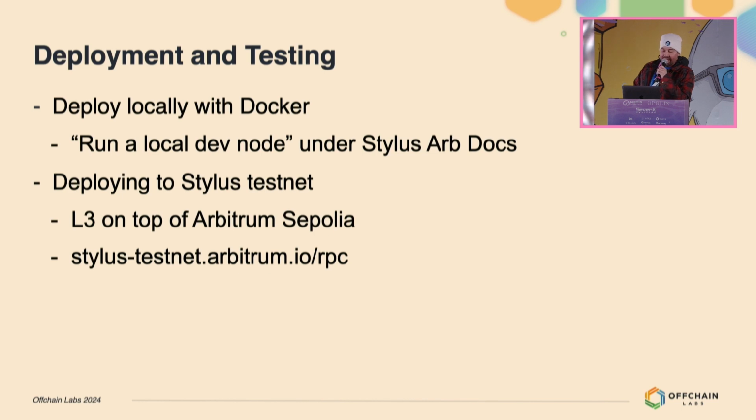We also have a public testnet that is currently an L3 on top of Arbitrum Sepolia. Stylus is currently still in audits, but we're getting very, very close to presenting this to the Arbitrum DAO to get approval for mainnet. So we're very excited about that. But in the meantime, you can deploy on top of the testnet. And the RPC for the testnet is right there, stylustestnet.arbitrum.io/rpc.